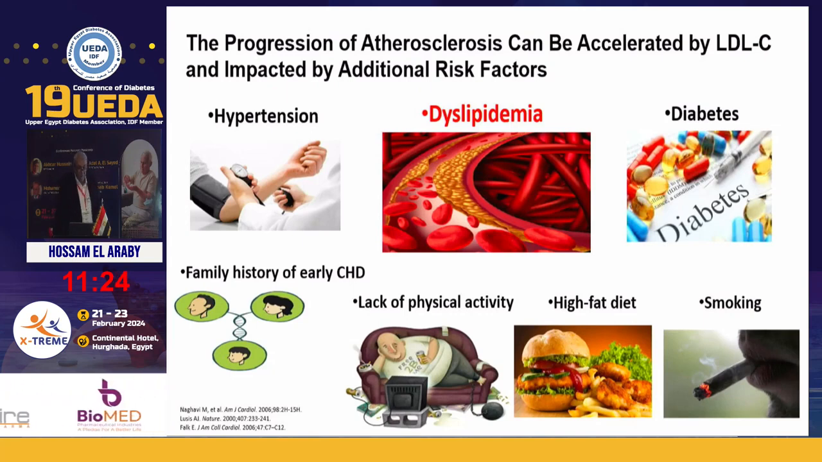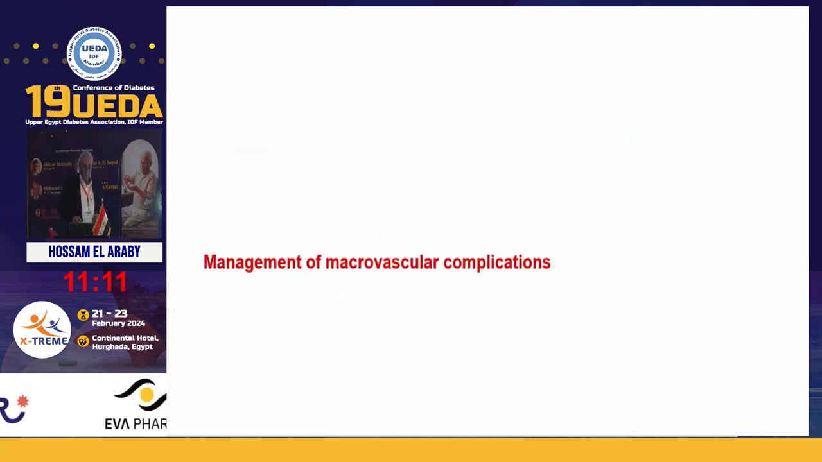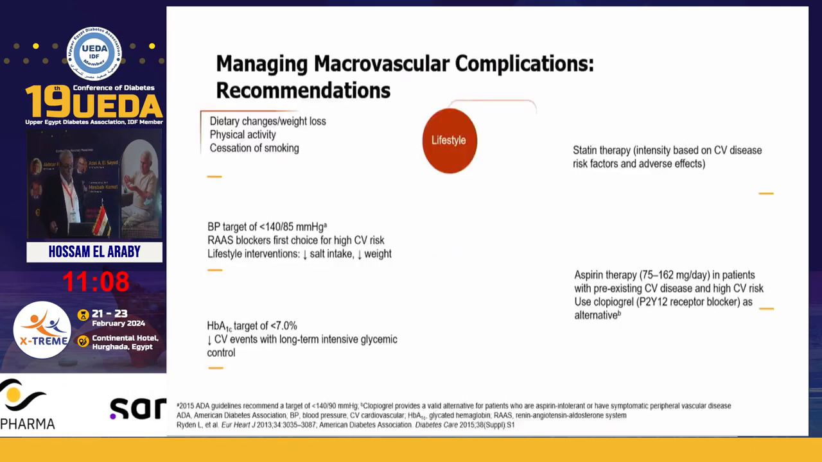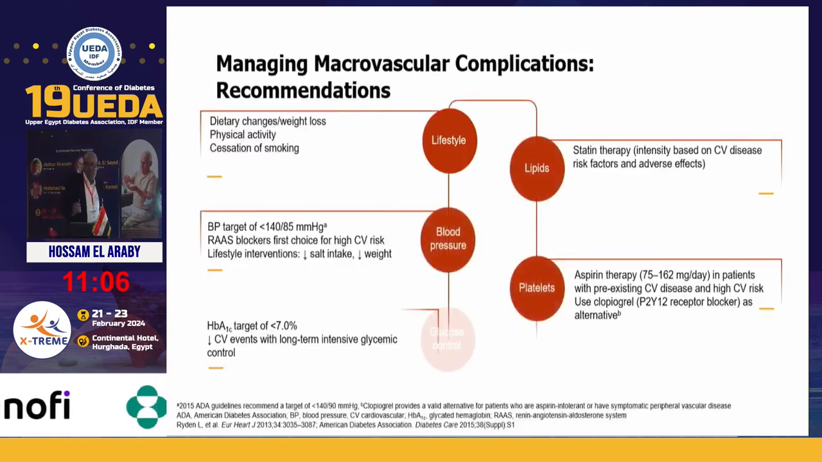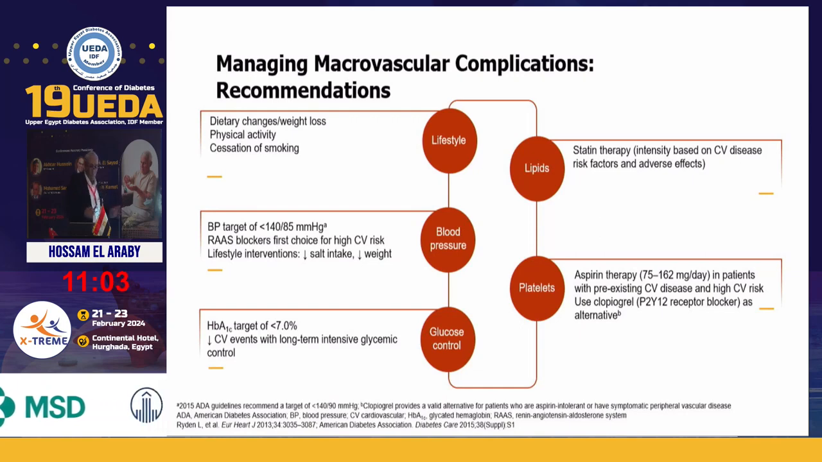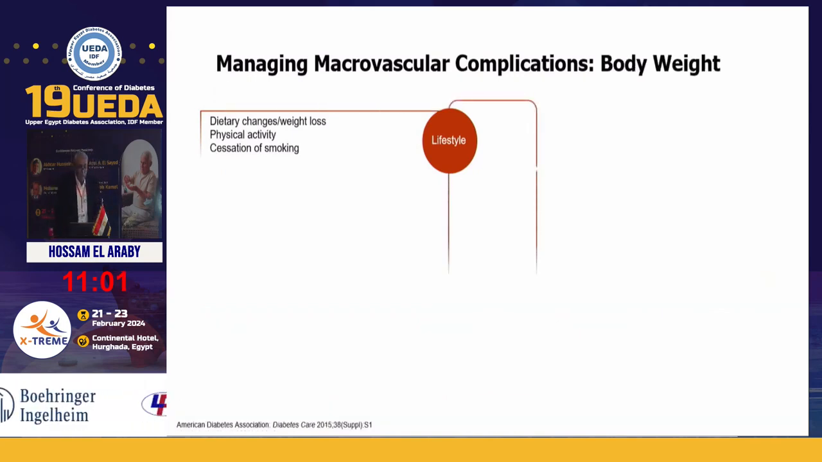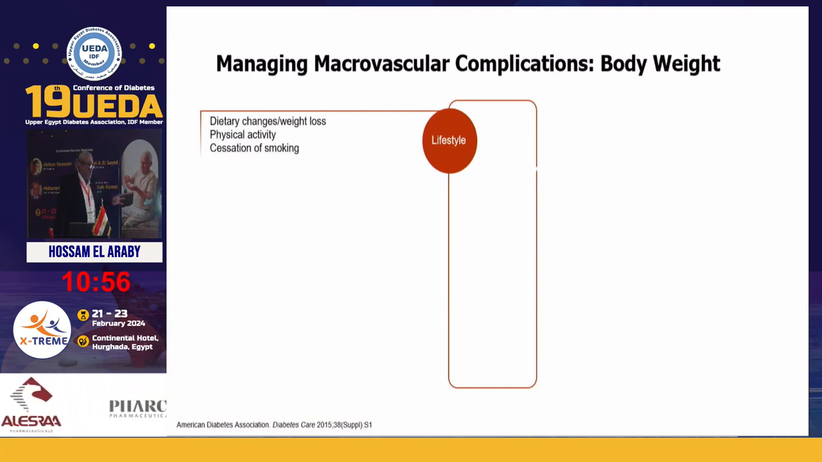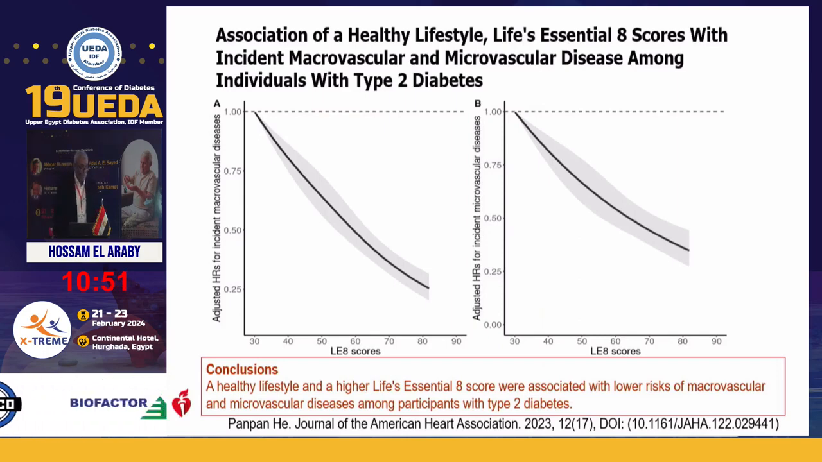So, these are the risk factors: hypertension, dyslipidemia, diabetes, family history, lack of physical activity, high-fat diet, and smoking. All of these are traditional risk factors for atherosclerosis that can contribute to macrovascular complications. So how to manage macrovascular complications? There are several ways by controlling these risk factors. We'll discuss each one. Dietary changes and weight loss and physical activity, cessation of smoking, lifestyle modification. This lifestyle modification was found in several studies to be effective in reduction of macrovascular complications.